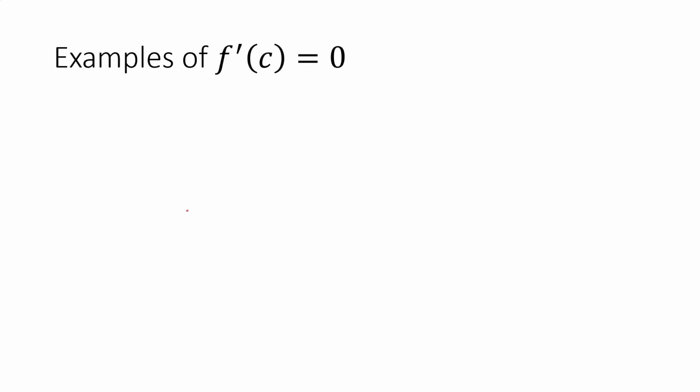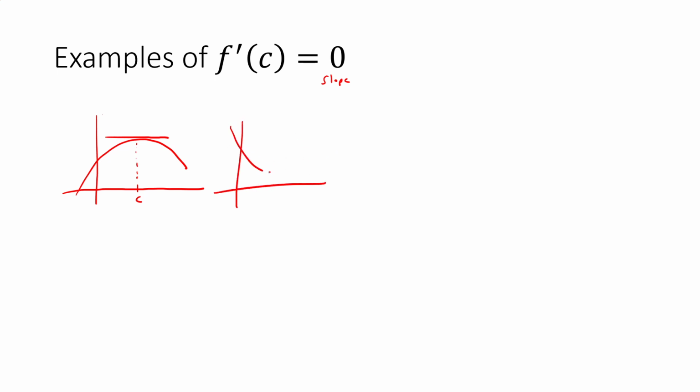Okay, some examples of what it would look like for a derivative to equal 0, right? So that would mean the slope of the tangent line would be 0. And so examples would look something like this. Right? This could be our c value. And you would have a tangent line with a slope of 0. Okay, could go the other way. Something like this. And so we see that this is changing direction, right? Increasing to decreasing. And this goes from decreasing to increasing.